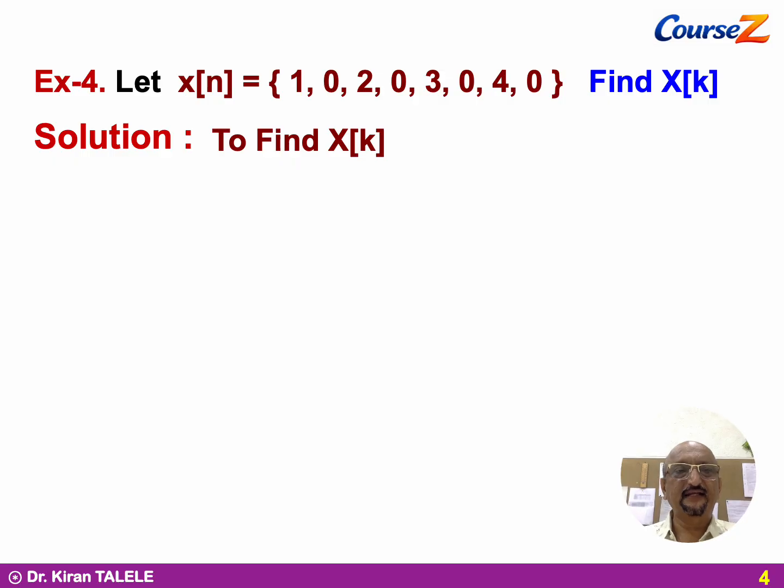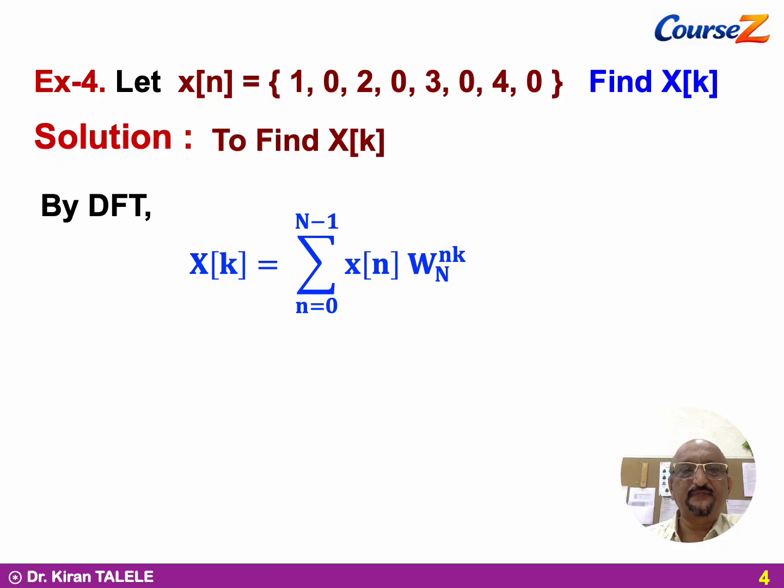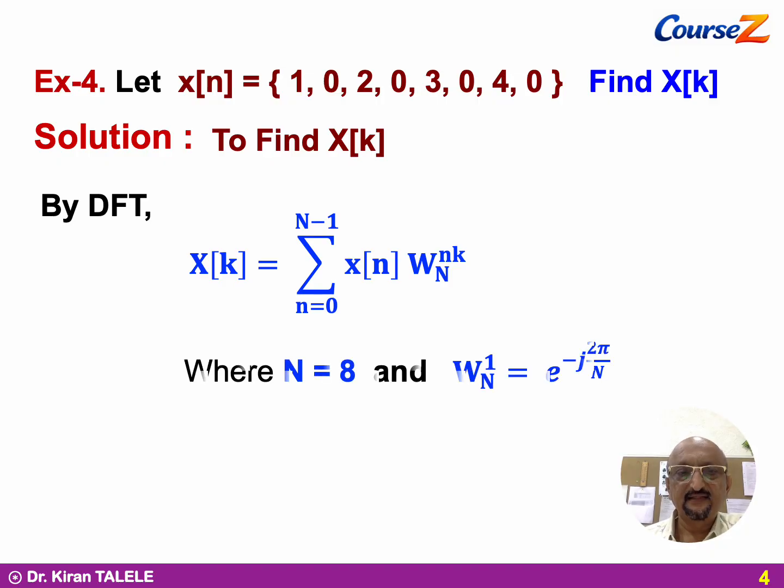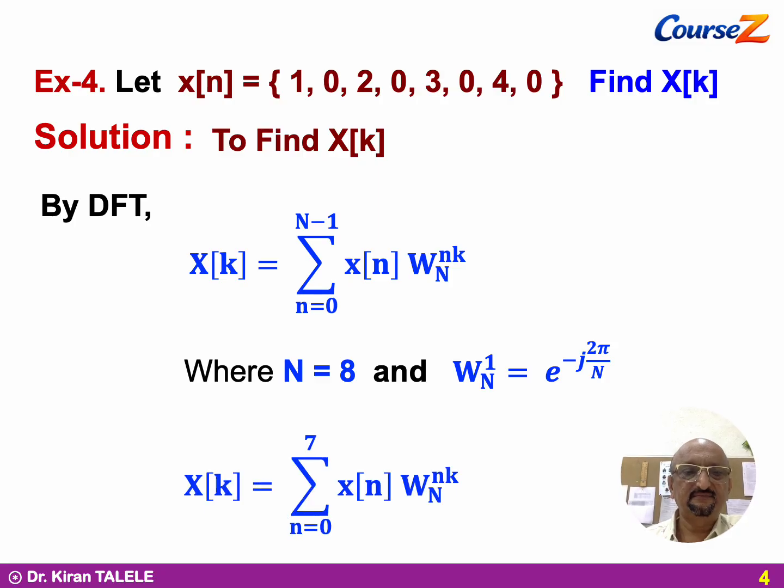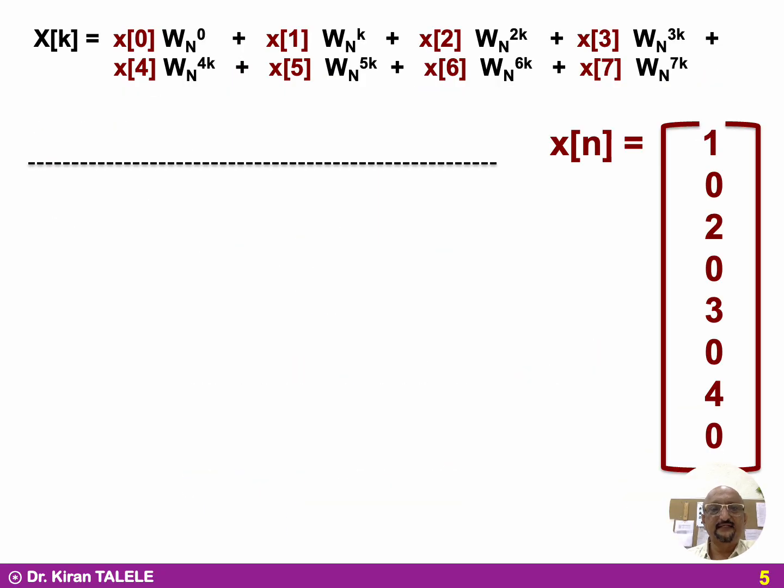So let's take x of n equal to an 8-point sequence, that is 10, 20, 30, 40. We have to find x of k. By the basic definition of DFT, x of k equals the summation of x of n W_N raised to nk. Put N equal to 8, and W_N is always e raised to minus j 2 pi by N. Expand this summation term. When we expand this, we'll get this.